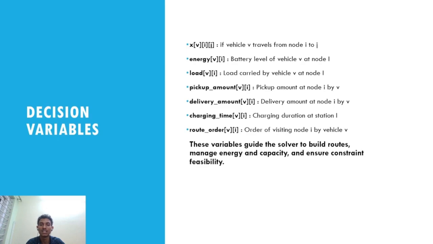Charging time represents how long the vehicle charges at a station. And finally, we use route order to help prevent subtours and ensure the correct visiting sequence. These variables collectively enable the solver to reason about the vehicle behavior at every step.